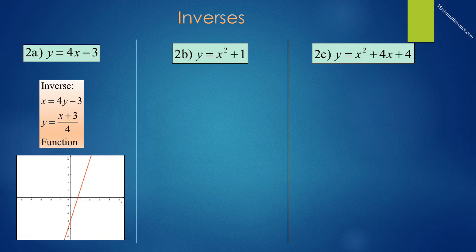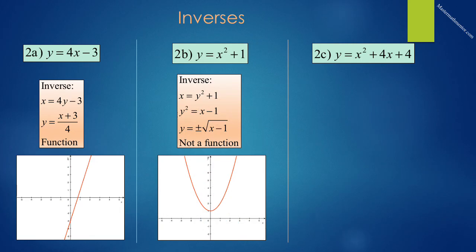We interchange x and y and get x is equal to 4y minus 3. Solving for y, we get y is equal to (x plus 3) over 4. When graphing the original function, we see that it passes the horizontal line test and therefore the inverse is a function.